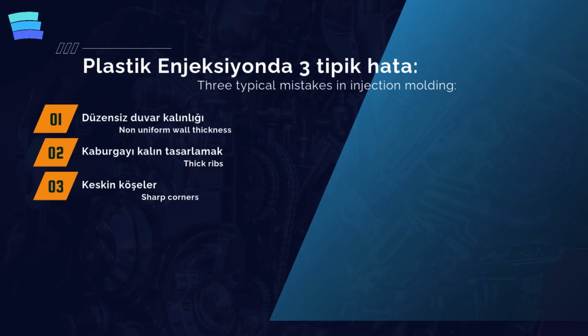The second mistake is thick ribs. Ribs increase stiffness, but if they are as thick as the nominal wall, they tend to create sink marks on the opposite surface. A practical approach is keeping rib thickness around half of the wall, adding a root radius, and adding draft on the rib. The third mistake is sharp corners. Sharp corners concentrate stress and restrict flow. This creates risk for both strength and surface quality. In design, favor smooth flow rather than sharpness.